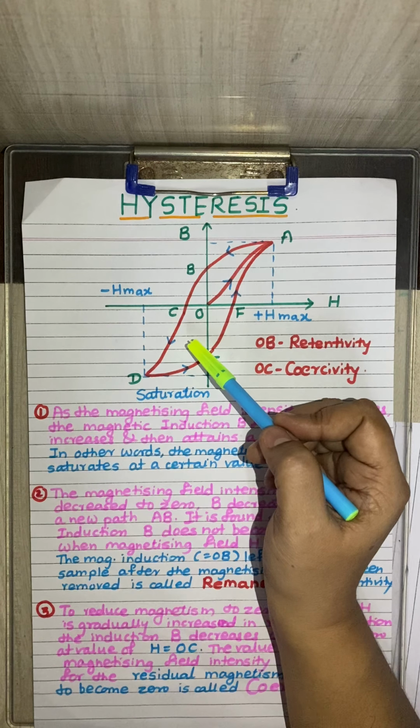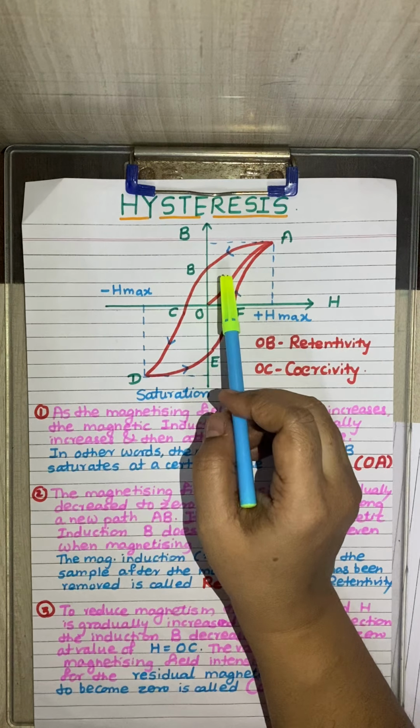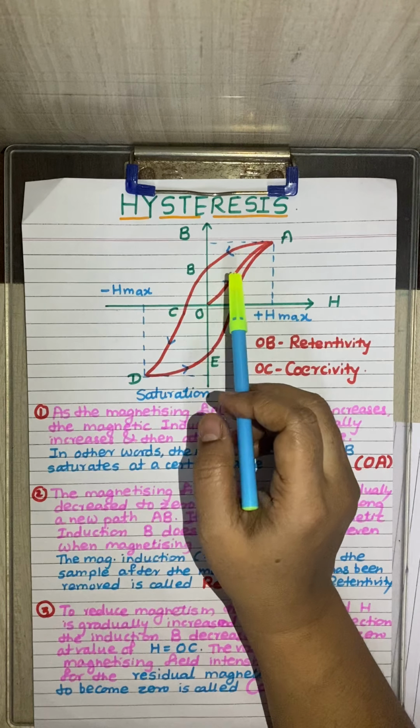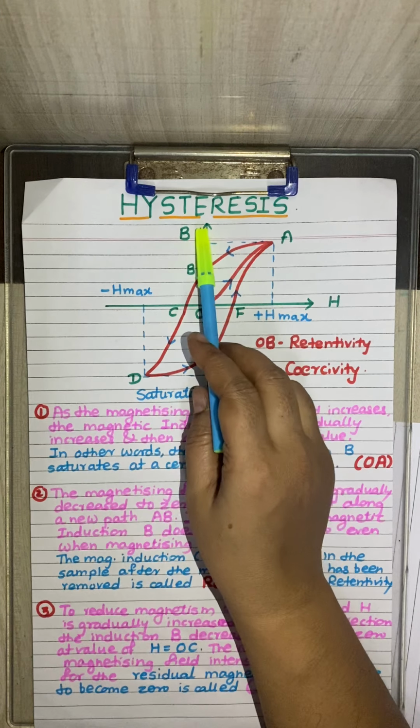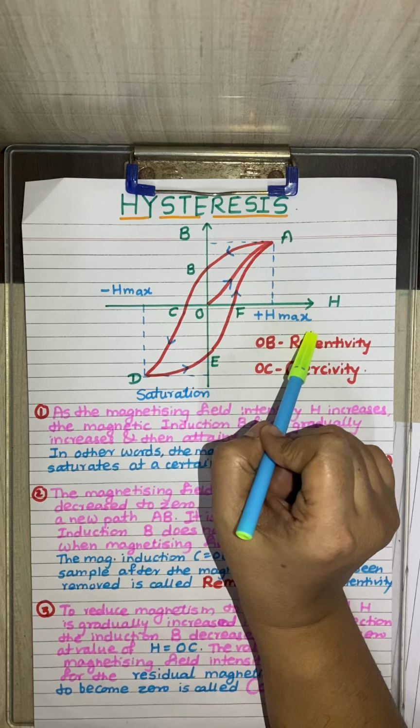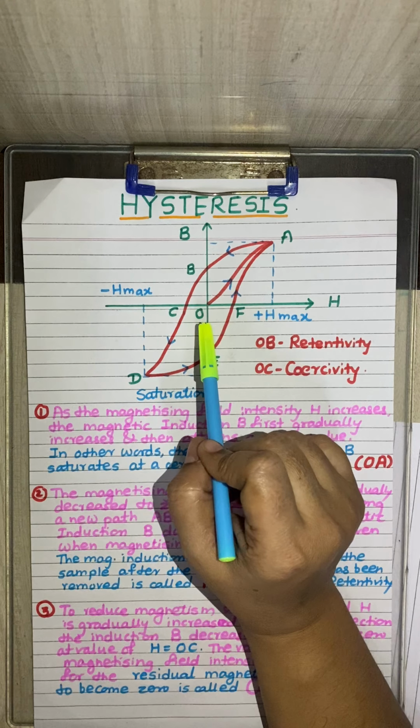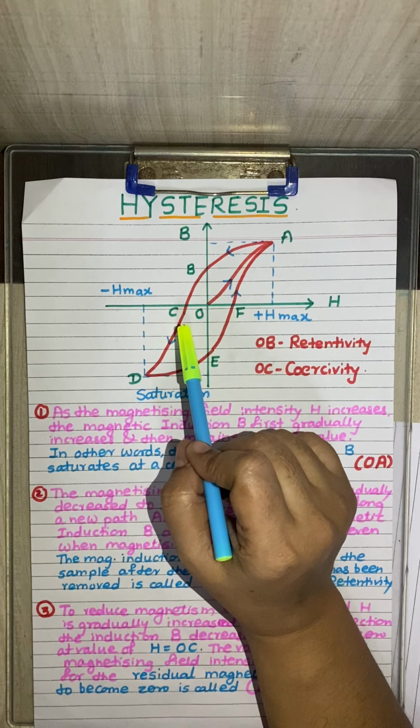Now we are going to find out what is meant by the hysteresis loss. You can see that the product of B into H is nothing but the dimensions of the energy per unit volume.